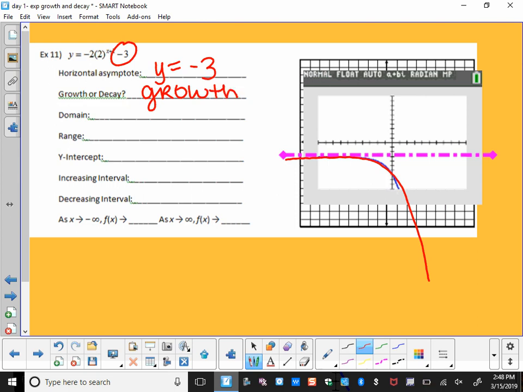My domain, good. My range is a little different. I'm coming from the bottom, which is negative infinity, to my asymptote, which is -3. Normally we've had graphs above the asymptote, now it was below. My y-intercept, according to my points, just write in 0, -7.